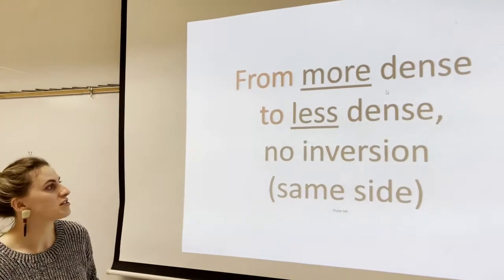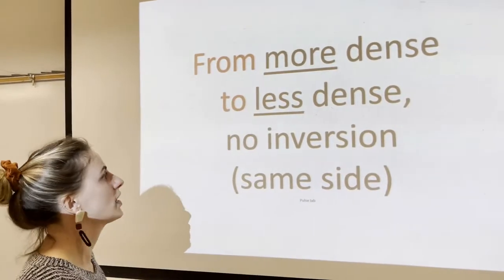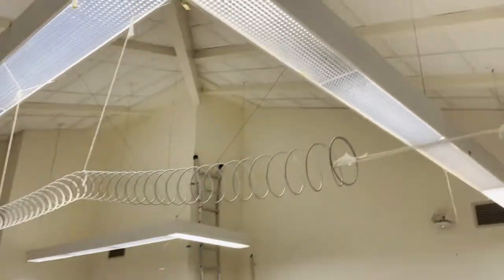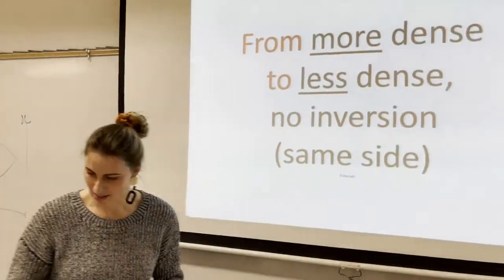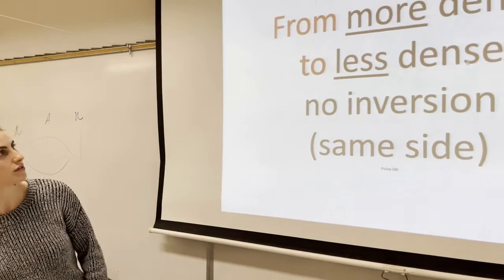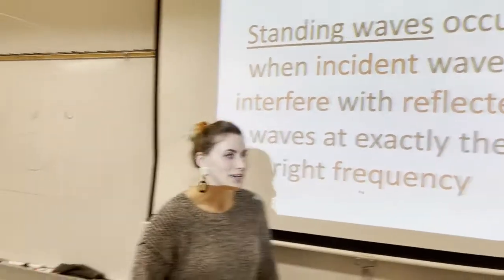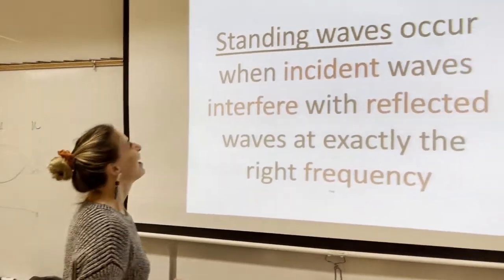And then we just saw this from a more dense to a less dense. The slinky is more dense than the string, and so it comes back without inversion. No inversion and the same side. And we saw that in our lab too. If you're like, wait, I didn't see that, go watch the video again in slow motion.